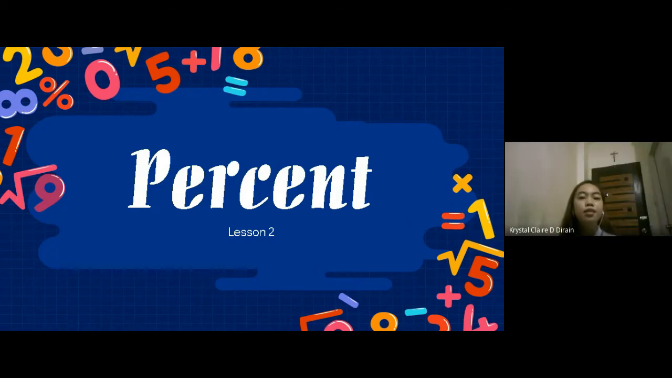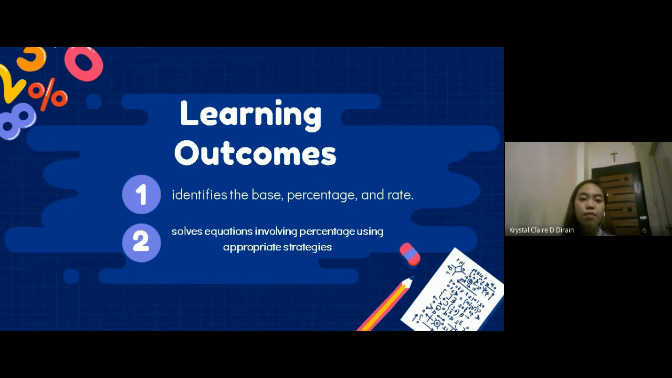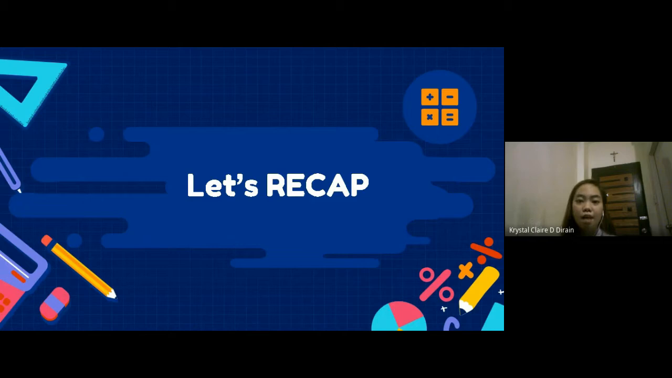So, our topic for today is all about percent. The following are the learning outcomes. First, identify the base, percentage, and rate. Number two, solve the equations involving percentage using appropriate strategy. So, let's first have that.